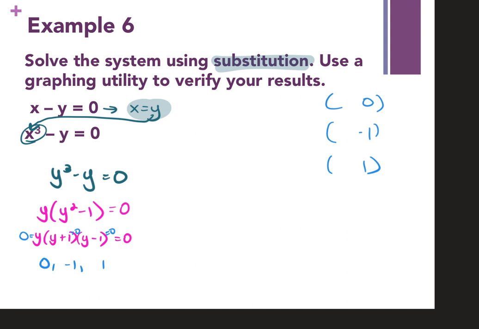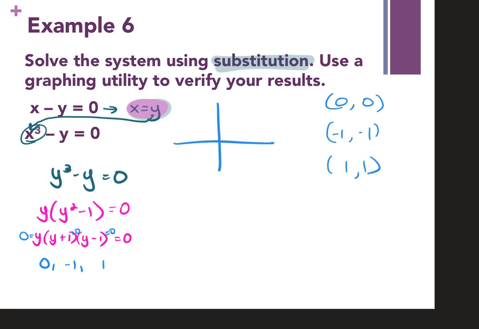So I'd have to plug those y's back into the equation, well, any of these. I'm going to pick the one I solved because that's super easy. The y equals the x. So this would be (0, 0), (-1, -1), and (1, 1). We're going to go back to using the graphing utility. I want to make sure we make it through the notes, and then I'll come back and do this.